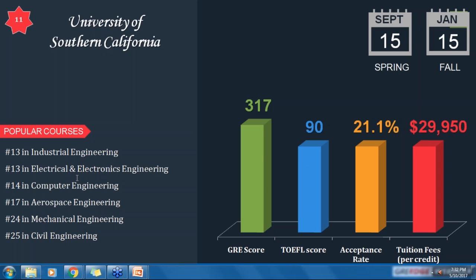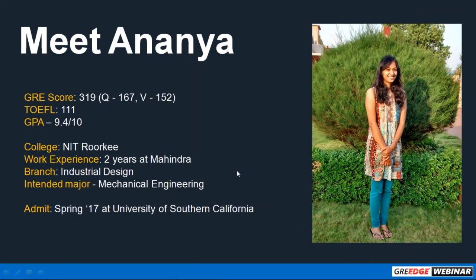Okay, so NIT, 2 years of Mahindra, industrial design and into mechanical engineering. USC is also good for mechanical, apart from computer science. Okay, so Arizona State has industrial engineering and computer science, and if you're really good in mechanical, you can definitely try it over here. But yeah, they look into your GPA. GPA is very important. Okay, most of the deadlines are in December, January for fall, and for spring it is mostly in July to August.